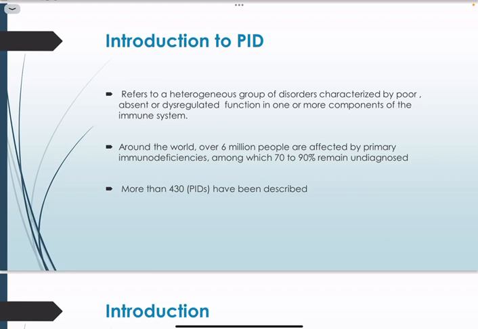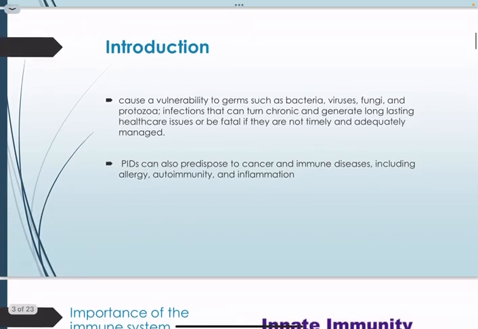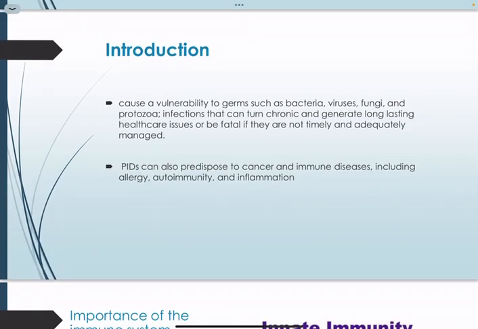Okay. As I said, if a kid does have primary immunodeficiency, that means susceptibility to viral, bacterial, fungal, and protozoal infections, as acute infections, but also an inability of the body to clear these infections quickly. So this turns into chronic infections, which carry a high rate of morbidity and mortality as well. As I said, primary immunodeficiency can also predispose to cancer, autoimmune diseases, allergies, and chronic inflammation.